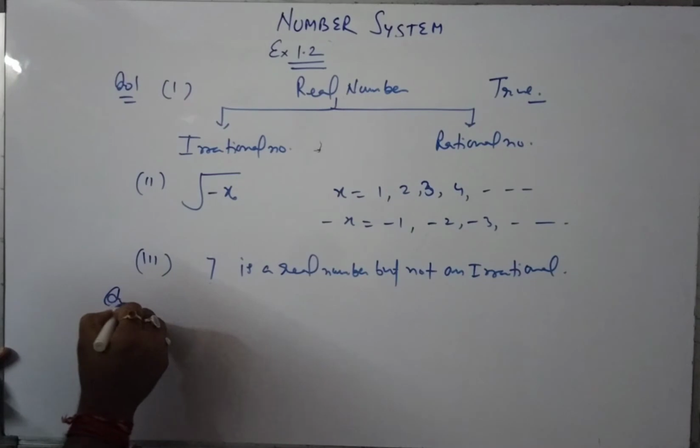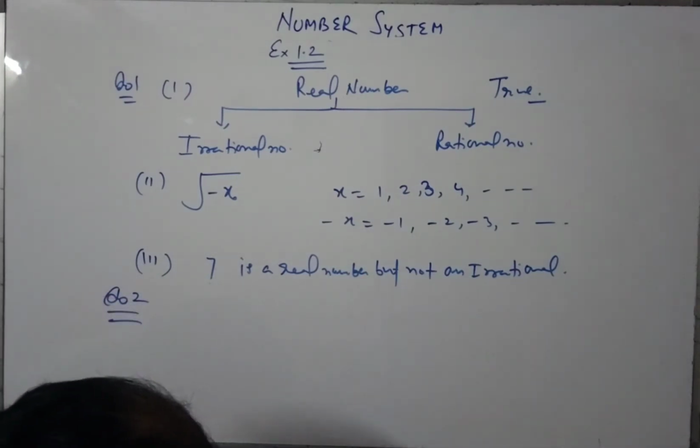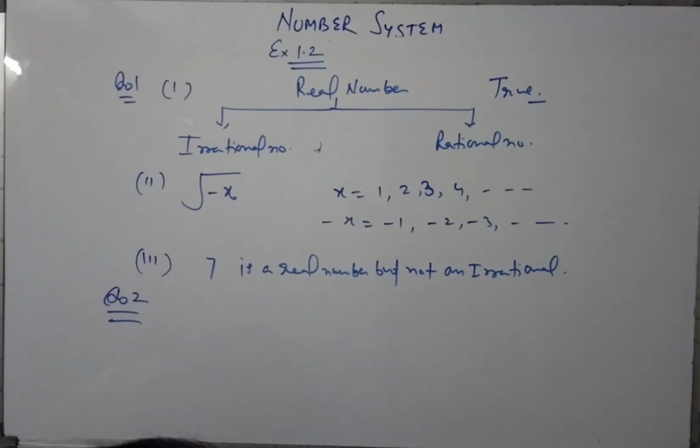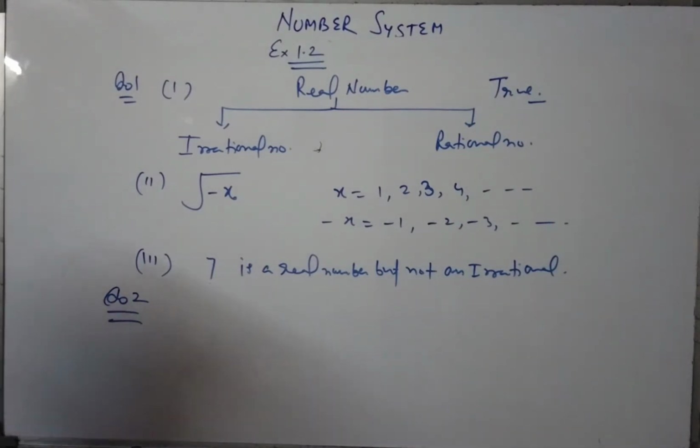Now question number 2 asks one important aspect. For this, you have to check: are the square roots of all positive integers rational? It's a very important one. The statement says that the square roots of all positive integers are rational.